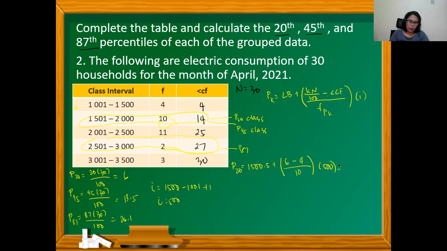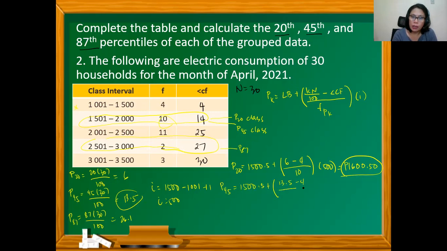So we have 1,600.5. So I think this is in peso, and this is 1,650. Okay, now since P sub 20 and P sub 45 share the same class, we will be substituting the same given in the formula as we solve for P sub 45, except for this value. Okay, so 1,500.5 plus, instead of writing 6, of course, we're going to write 13.5. Then we'll copy everything.